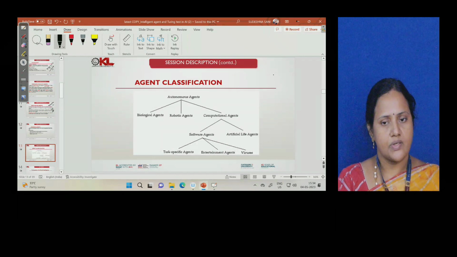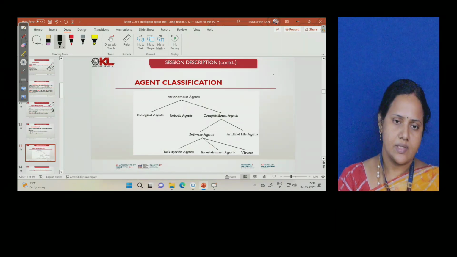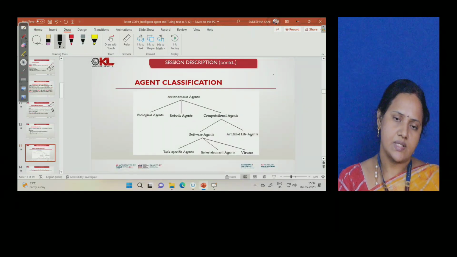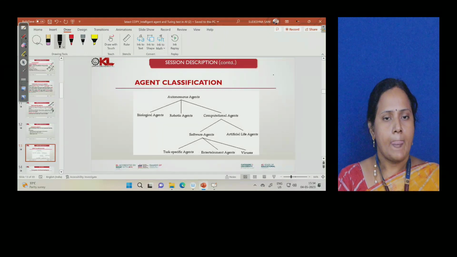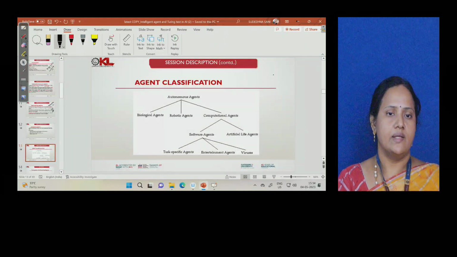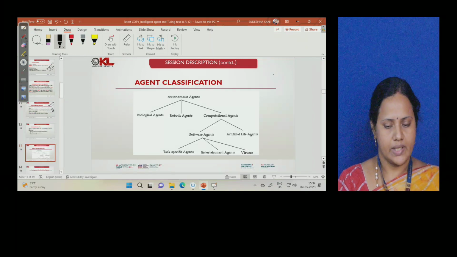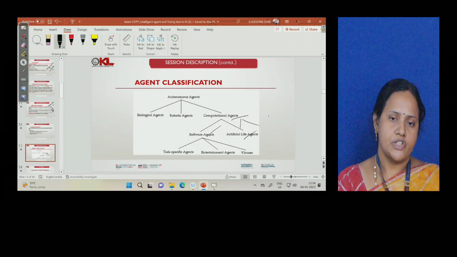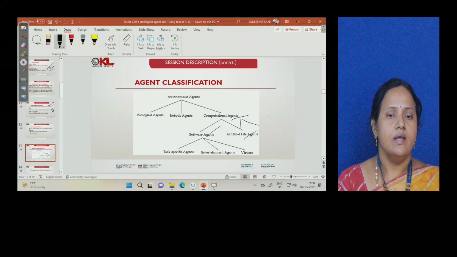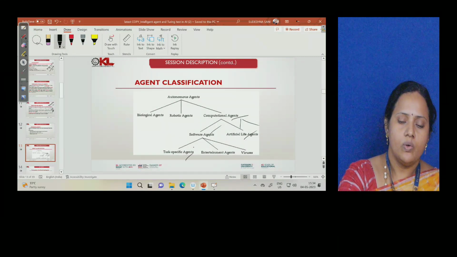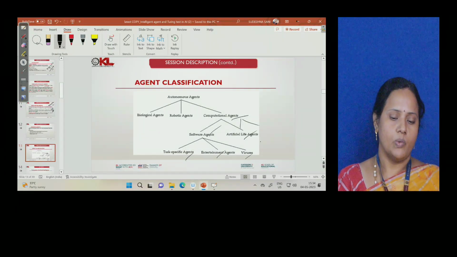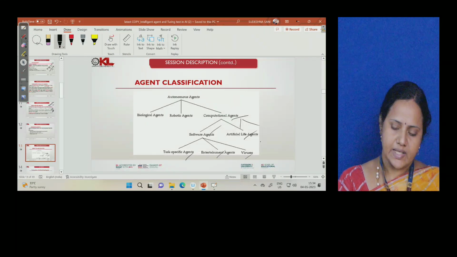So to put everything in a nutshell related to this agent, we may represent that in the form of a diagram. Okay, so in agent classification, first it starts with autonomous agents, right? Autonomous agents are further classified into biological agents, robotic agents, and computational agents. The computational agents are further classified into software agents and artificial life agents, or artificial agents. The software agents can be further divided into task specific agents, environmental agents, and viruses. Okay, this is the comprehensive form of agent classification, right?